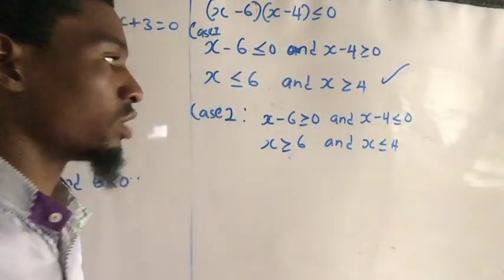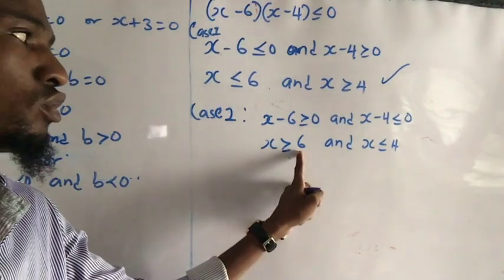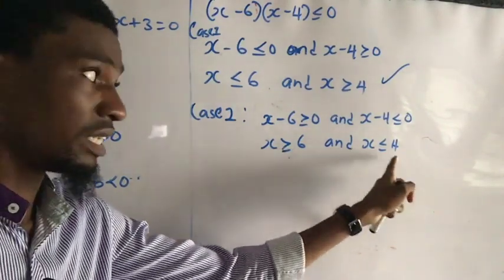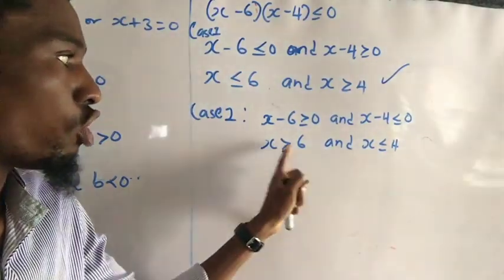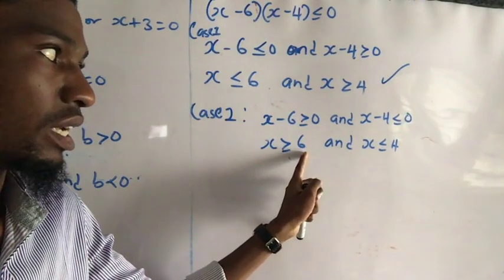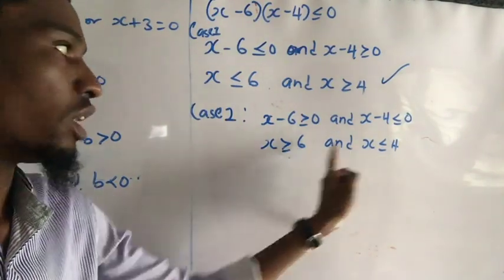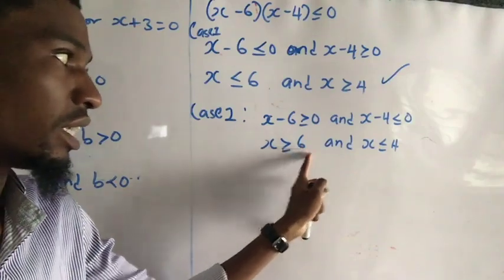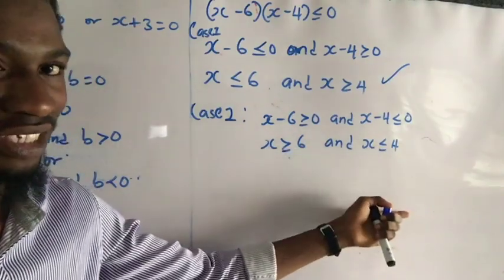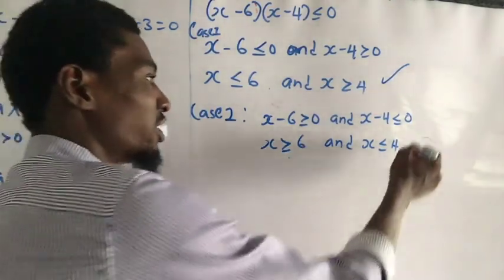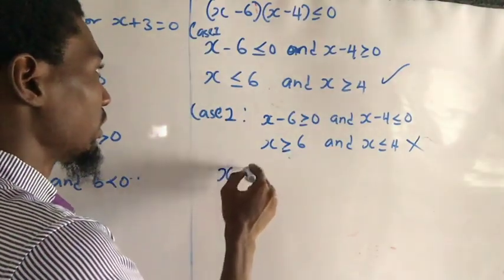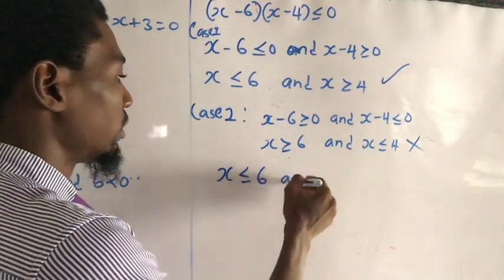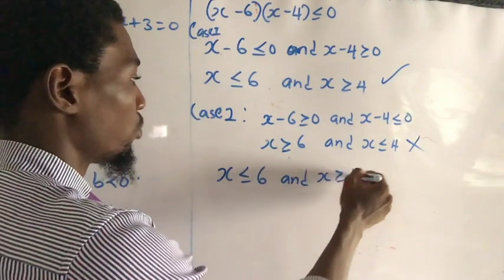Okay, let's consider the second case. x is greater than or equal to 6 and x less than or equal to 4. So this is not possible because all numbers greater than 6 are not less than 4. For x to be greater than 6, that same value cannot be less than 4 again. That is not possible. So this doesn't make sense. So this is invalid. So we can now conclude here that x is less than or equal to 6 and x is greater than or equal to 4.